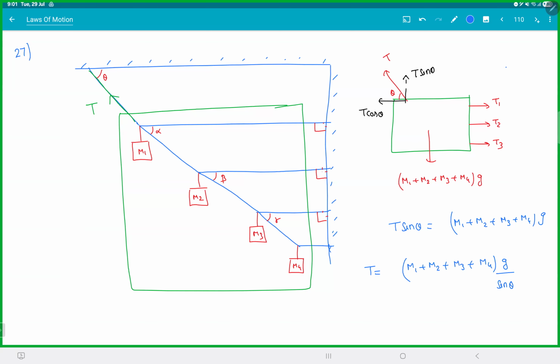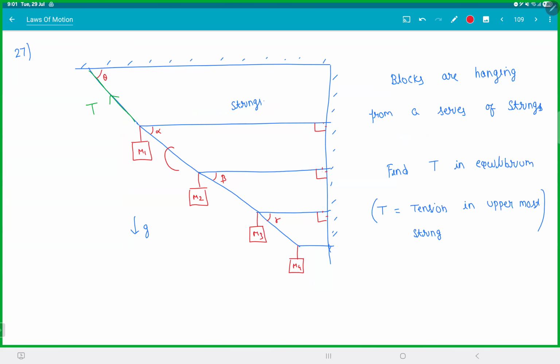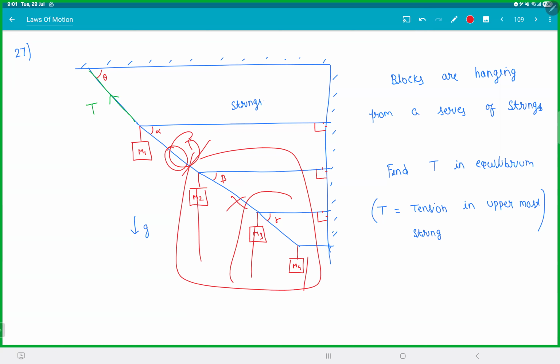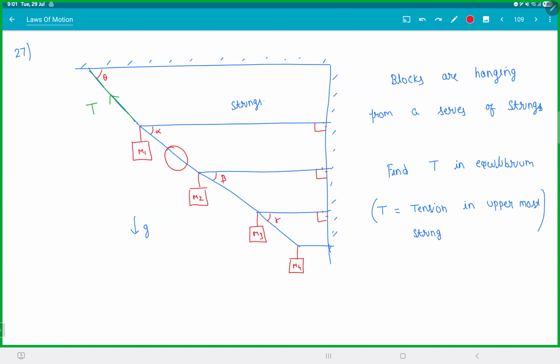So depending on what you take as a system, your life can become easy. Instead of trying to solve each and everything, you can do this. What if I ask you to find the tension in this string? Then I'll take this as system, no? Like I keep saying, wherever you want to find tension, cut it there. So if I cut it here, I'll take this whole thing as one system. So this tension will be these three weights' component. If you want tension here, I'll take this as a system. So wherever you want to find the tension, take only that part as a system.